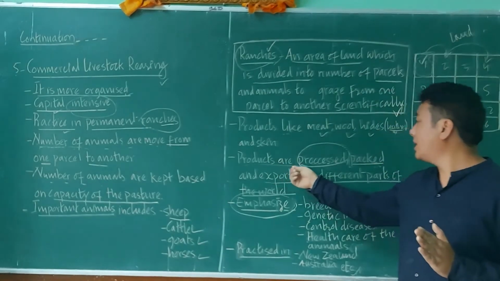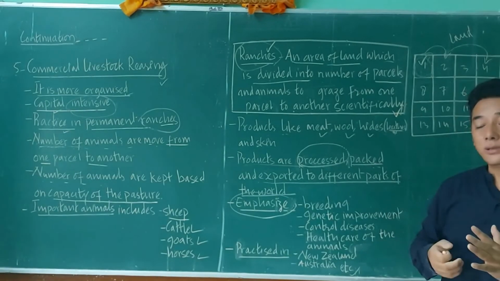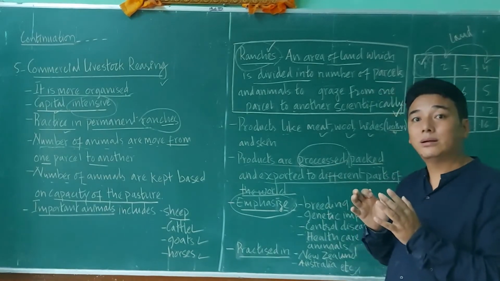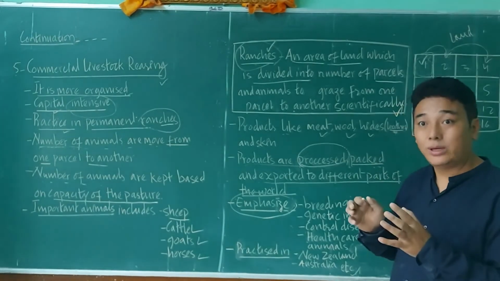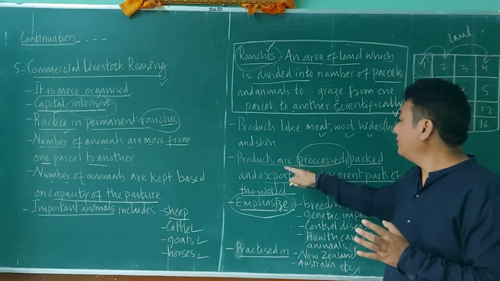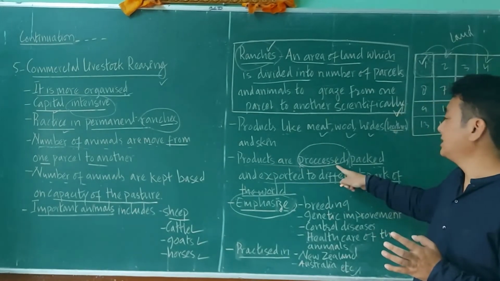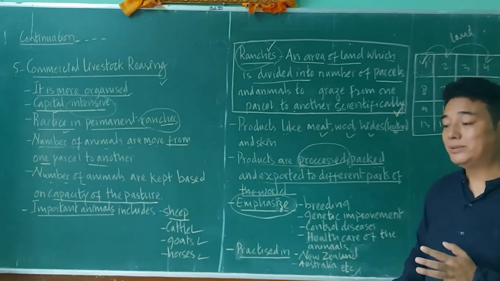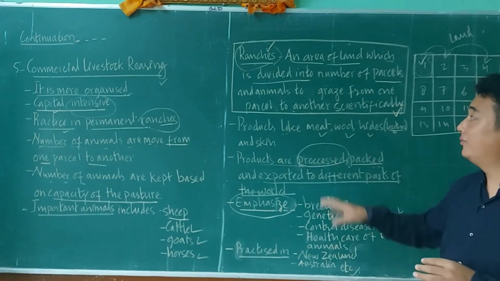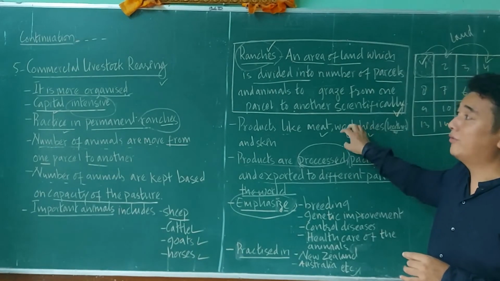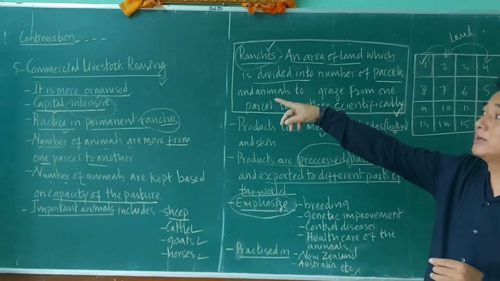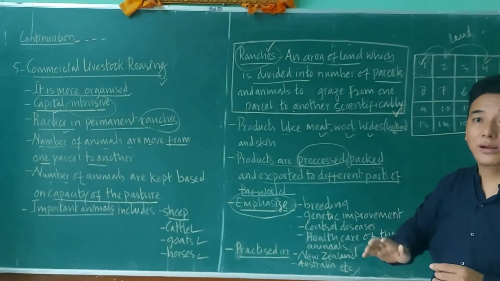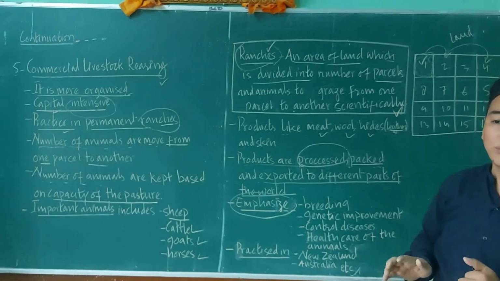The products are processed. They will pack it, store it and so on, and the products are exported to different parts of the world. So the products which come from these commercial livestock raising areas are exported and reach different parts of the world.